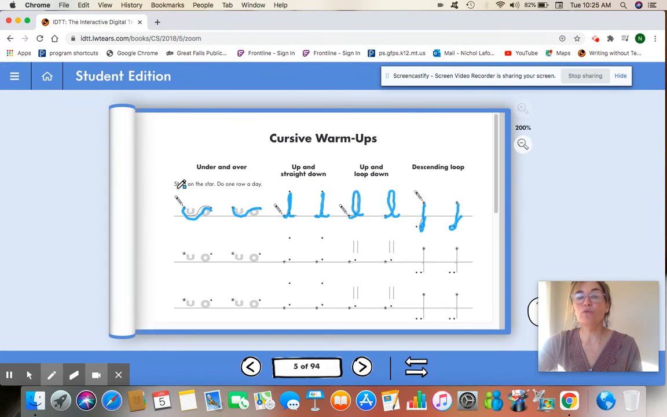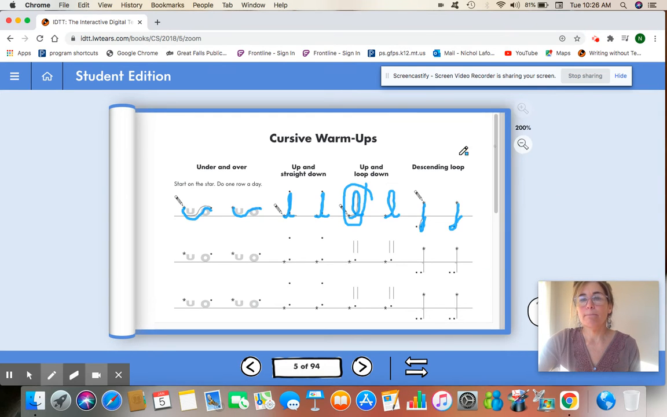Remember, your book tells you we're going to practice one row a day. But before we go down to writing our name, I want you to circle your favorite practice today. Was it an under and over? Was it a straight up and down? Was it an up and down loop? Or was it one of your descending loops? I'm going to probably circle this one. This up and down loop looks pretty well. Okay.